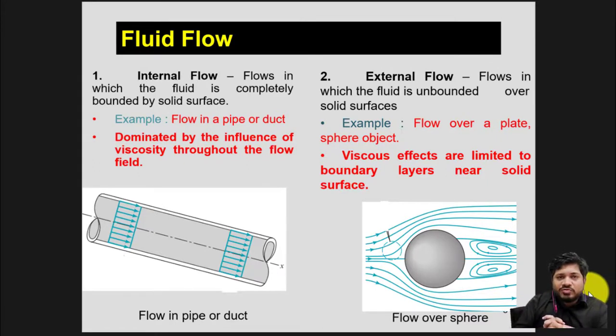For instance, flow over a pipe, or the air flowing above your car and below your car, is an external flow. That flow is not bounded by a surface. So the flow of an unbounded fluid over a surface is called an external flow. And if the fluid is completely bounded by the surface, then it is called internal flow. So this is all about internal and external flow.